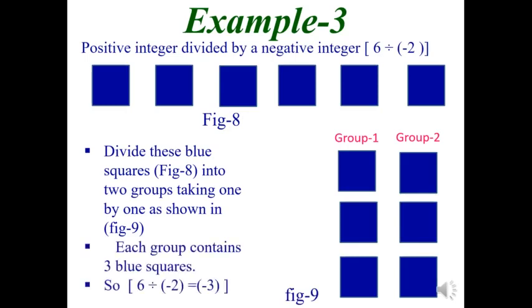So our answer is -3, because one blue square represents -1. So 3 blue squares means it will be -3. So 6 divided by -2 is equal to -3. Here we are dividing by -2, so 2 is there. So that's why we are making two groups.